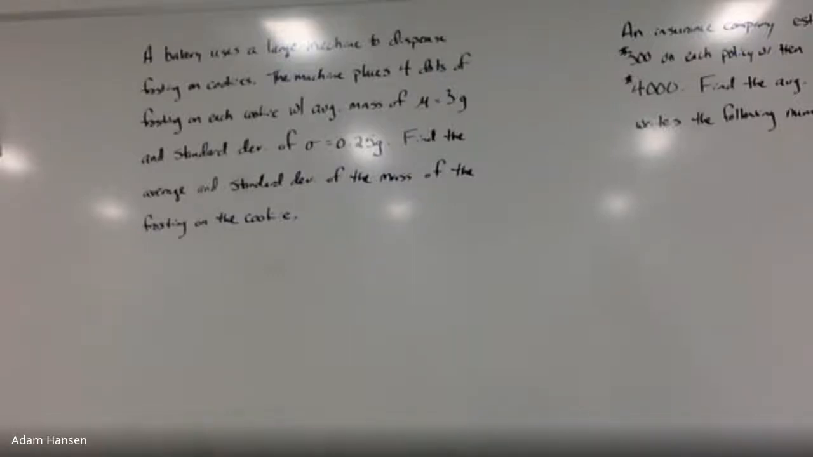All right, a couple examples of using combinations of two random variables here and calculating both the average and standard deviation of the combinations. Scenario one, a bakery uses a large machine to dispense frosting on cookies. The machine places 4 dots of frosting on each cookie with an average mass of 3 grams and a standard deviation of 0.25 grams per dot. Find the average and standard deviation of the mass of the different frostings on the cookies.